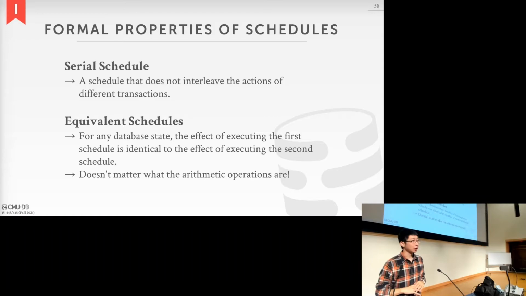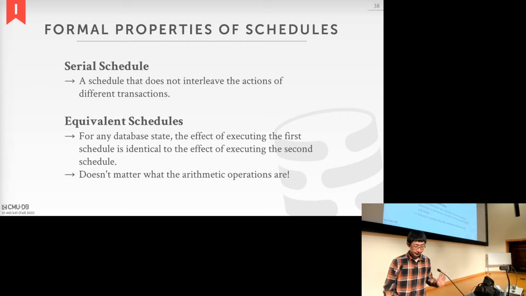And then what equivalent schedule means is that for any database state, the effect of executing the first schedule is identical to the effect of executing the second schedule. So if there are two different ways to arrange the execution of two different transactions, and at the end of the day the two schedules end up with the same state for the database, same number of money in A, same number of money in B, and return the same results to the users, then we are going to call these two schedules equivalent. And this is independent of how those transactions are executed, independent of what join algorithm you use, what index you use, et cetera. Make sense? So this will be called equivalent schedules.